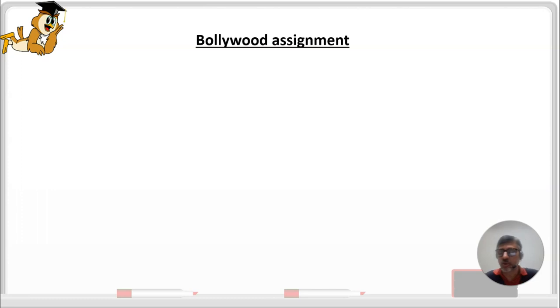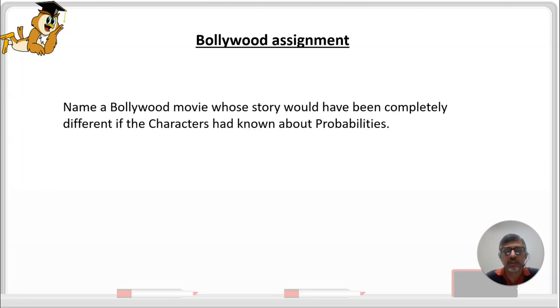Okay, let's go to the Bollywood assignment. I had also given, for those folks who were extremely familiar with probabilities and did not do the cards assignment, a Bollywood assignment that said: name a movie whose story would have been completely different if the characters had known about probabilities. Okay, so this was the Bollywood assignment.